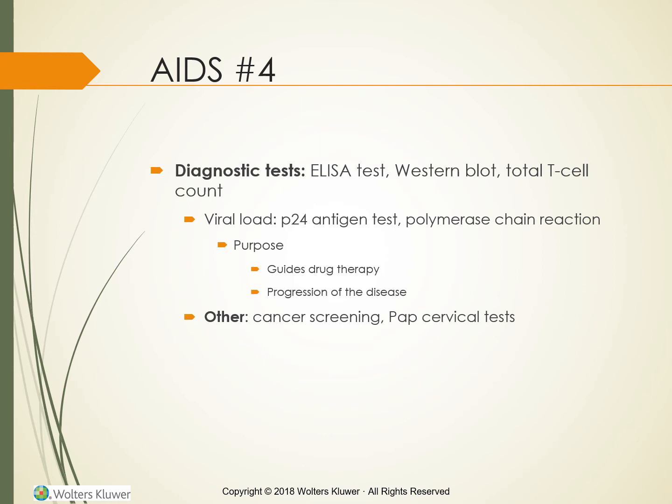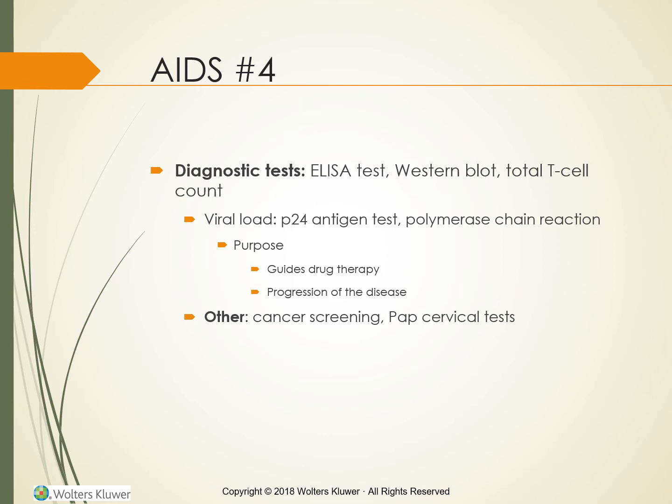Miscellaneous tests. A total T cell count, T4 and T8 cell counts, and T4/T8 ratio determine the status of T cell lymphocytes. A T4 cell count of less than 500 per millimeter cubed indicates immune suppression. A T4 cell count of 200 per millimeter cubed or less is an indicator of AIDS. It is now possible to measure a person's viral load, that is, the number of viral particles in the blood. It is used to guide drug therapy and follow the progression of the disease.